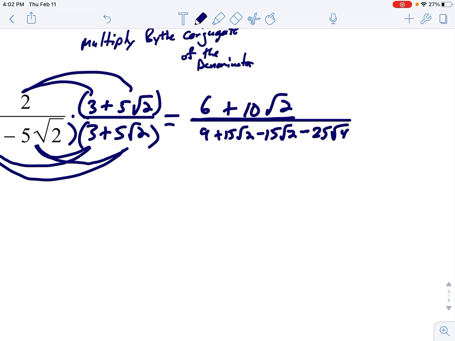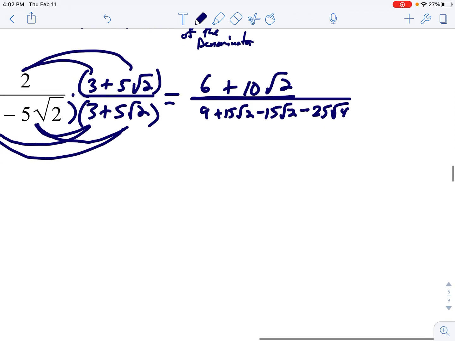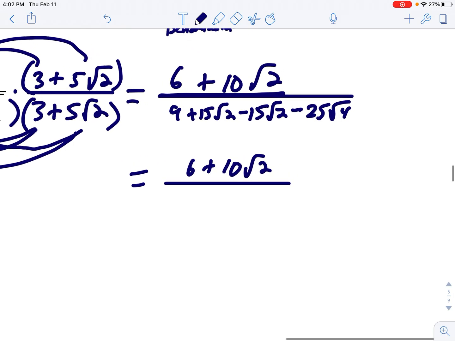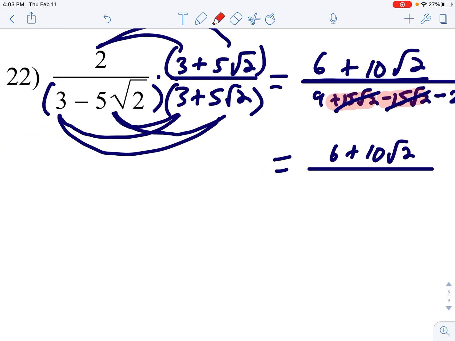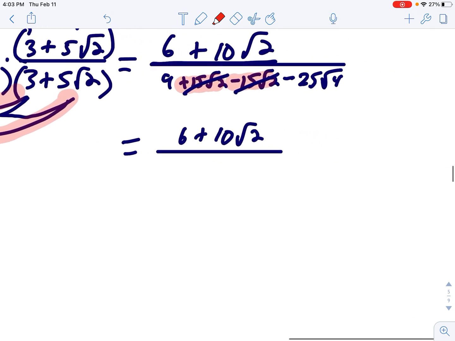Here's my fraction bar. Okay. So, can this be simplified? Of course it can. Not the top, but the bottom has a couple of things going on. First of all, positive 15 square root of 2, negative 15 square root of 2, those cancel out. Anytime you multiply conjugates, the outside and the inside always cancel each other out. In fact, since they always cancel each other out, you could just skip those two steps if you want to.